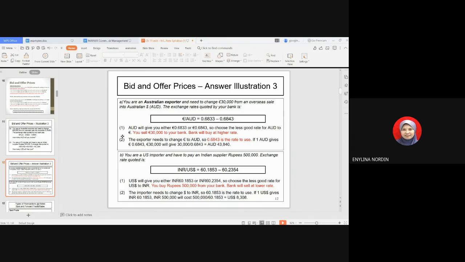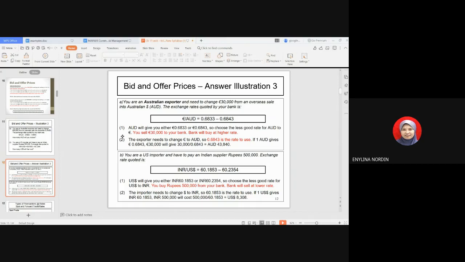The first step, you need to identify whether the company is selling or buying the currency. If it's buy, that means the bank has to sell, right? If the company sells the currency, that means the bank has to buy. So in this case, the company sells 30,000 euro to the bank. So they bring this money to the bank in the form of 30,000 euro, right? Sell this euro to the bank. And the bank will buy this euro.